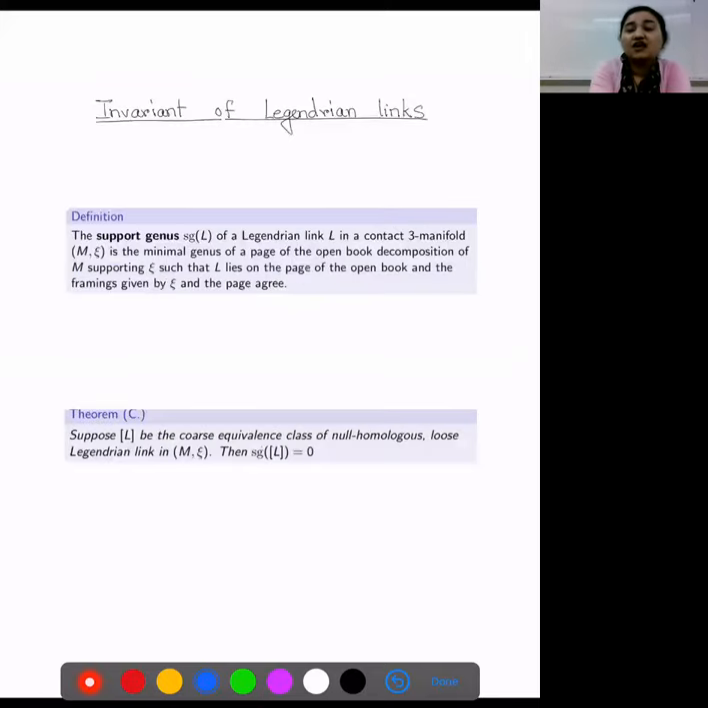All right. Now it's time to define the invariant. Before defining the invariant, which is the support genus of a Legendrian link, I should mention that a support genus of a contact 3-manifold was defined by Etnyre and Ozbagci. And how did they define it?